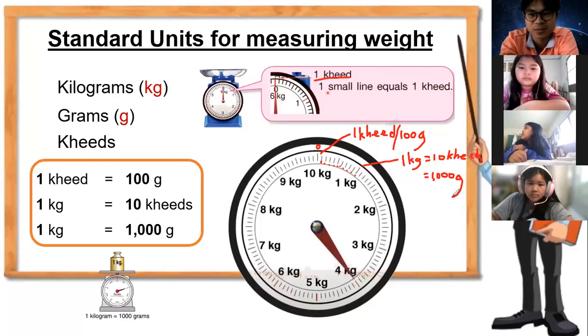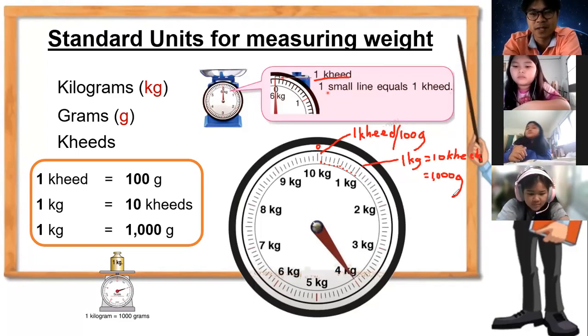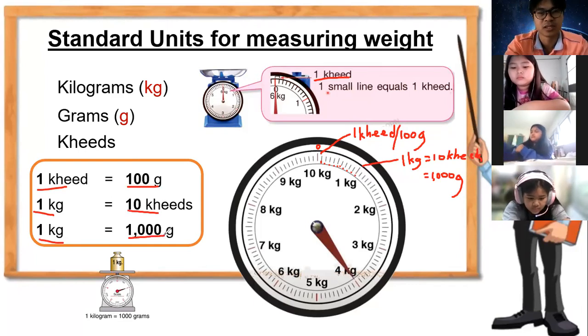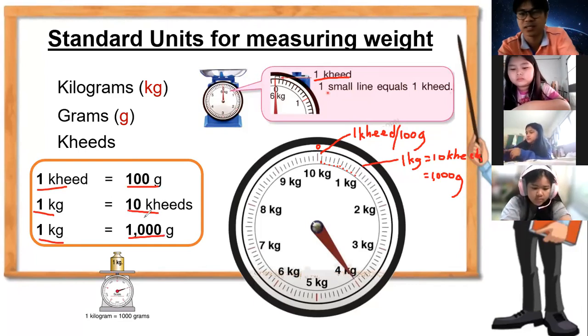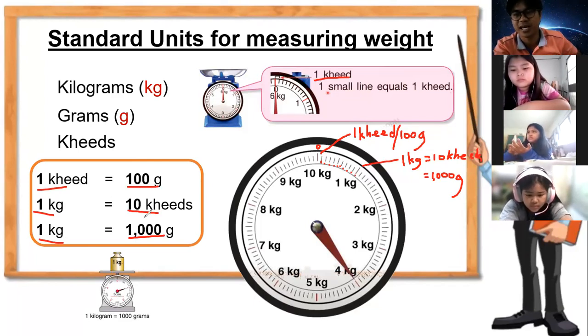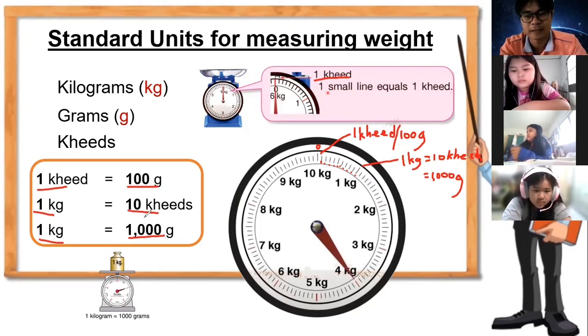So memorize this one. You need to know this so that you will know how to read and tell the mass of an object. All right, let's proceed. So again, 1 kid is equal to 100 grams, 1 kilogram is 10 kids, 1 kilogram is 1,000 grams. We also have what we call hectograms, but we will learn that next time.